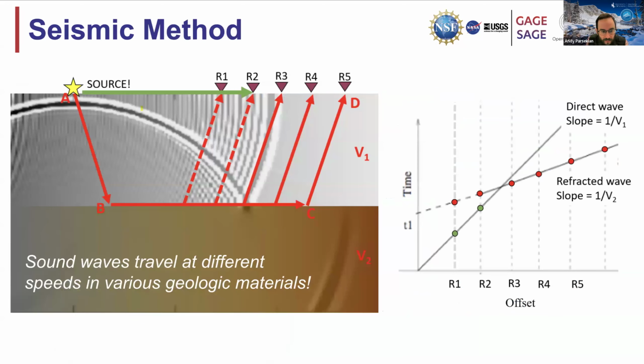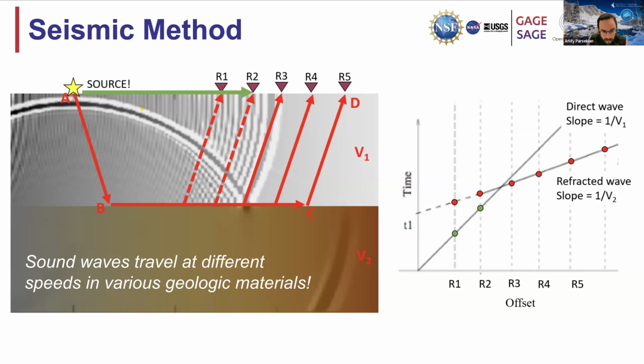So a little bit about how the seismic method works. The whole idea here is that sound waves travel at different speeds in various geologic materials. For example, in soil, the sound waves will travel slower than in the rock underlying the soil. So if we use a sound source, which is often a sledgehammer struck on the ground, that energy is going to propagate outwards from that source, and some of it is going to go downwards where it interacts with faster velocity materials like bedrock.